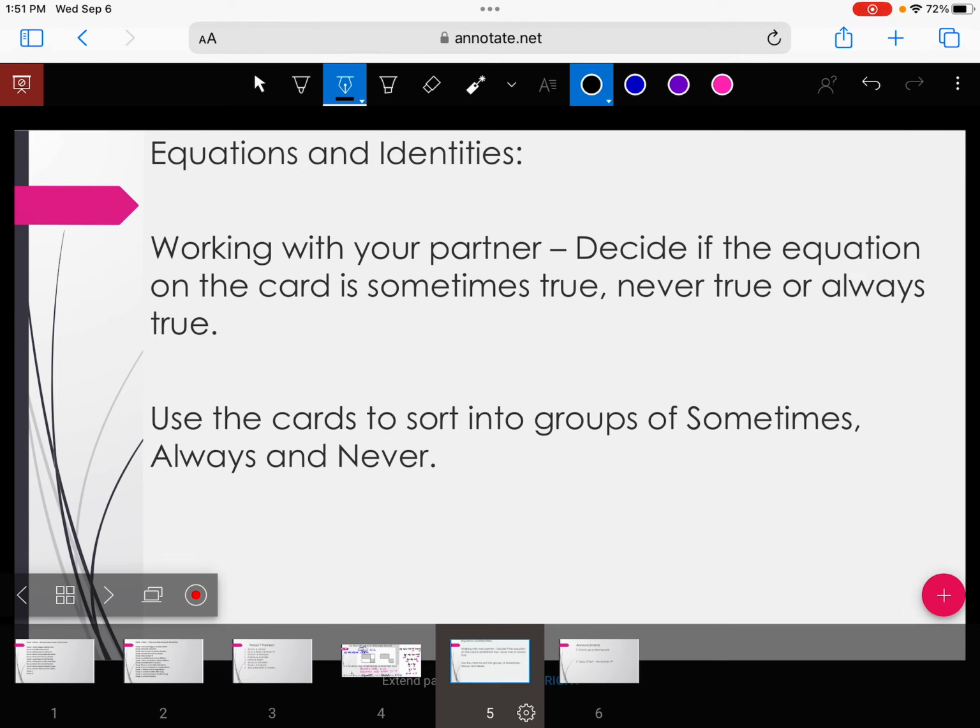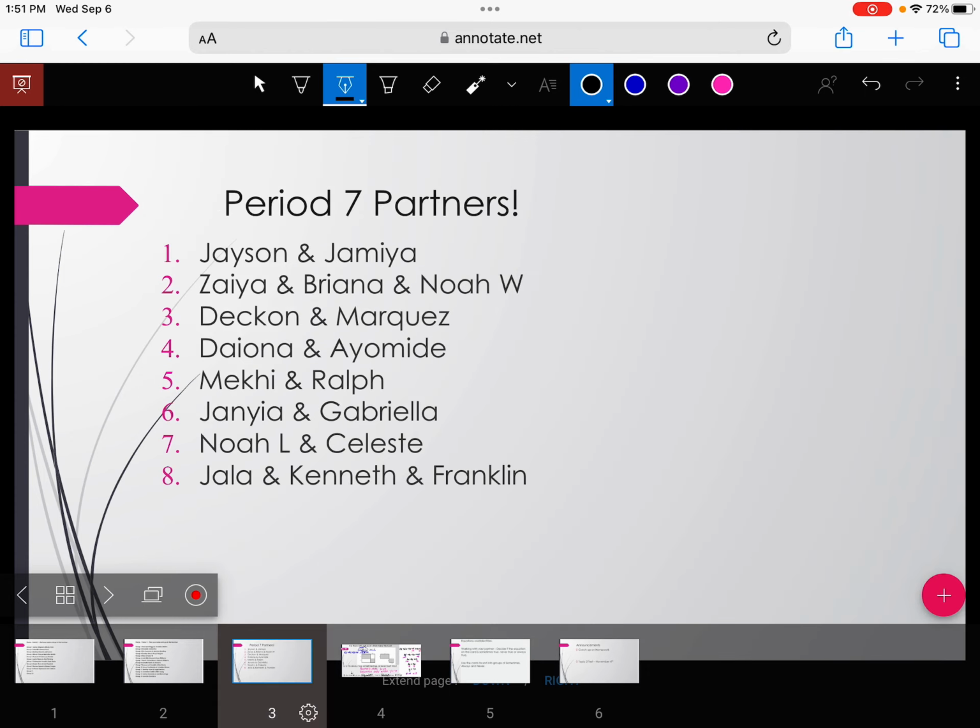So you're sorting it into 3 groups. There's not more cards to add in this time. Like last time I kept adding more and more and more cards. It's just this one set. We're going to have it today and we're going to work on it tomorrow. So when we get it into sometimes, always, and never, for the sometimeses, you're going to find the solutions. So I'll put the partner page back up. These are our groups, so get into these groups. Get with your partner, and I will come and pass around cards.